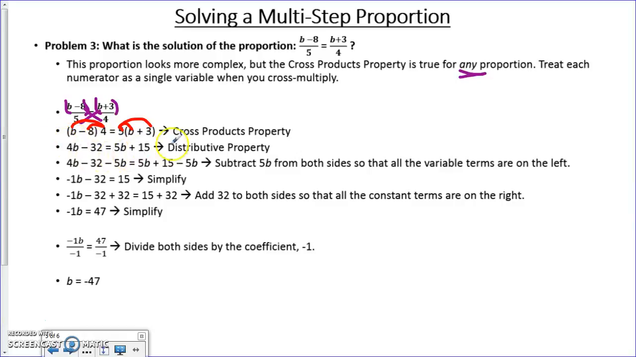Now you just treat this as a multi-step equation with variables on both sides. Bring the variables to the left, letters to the left. So in order to do that, we have to bring the 5b to the left-hand side. We have to subtract 5b from both sides. 4b minus 5b is negative 1b, minus 32 equals 15. Bring the numbers to the right, so we have to add 32 to both sides. Negative 1b equals 15 plus 32, which is 47. And finally, divide both sides by negative 1, so you get b equals negative 47.